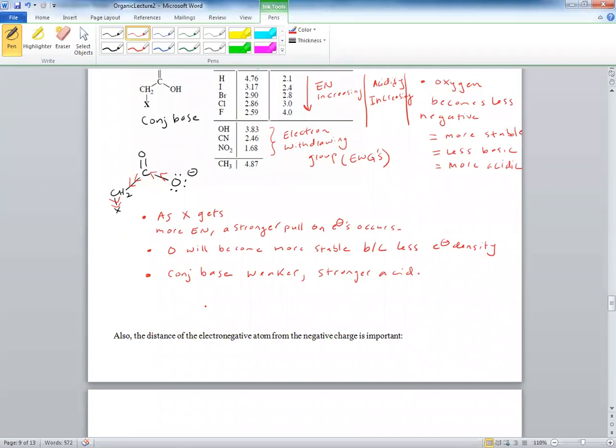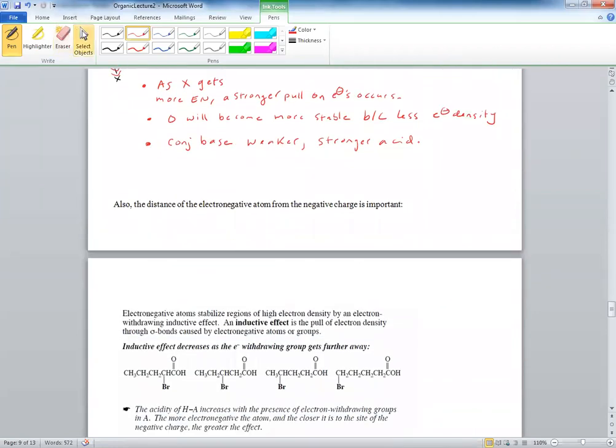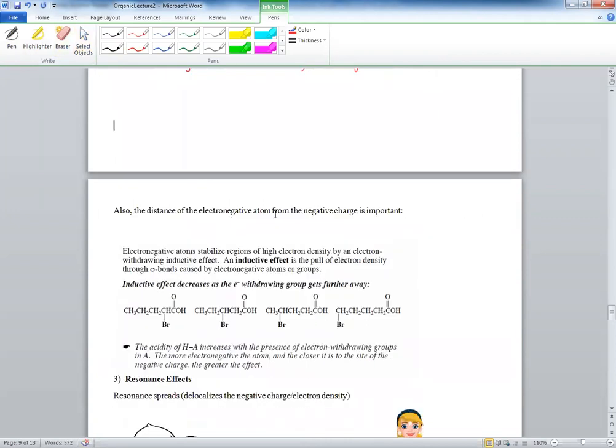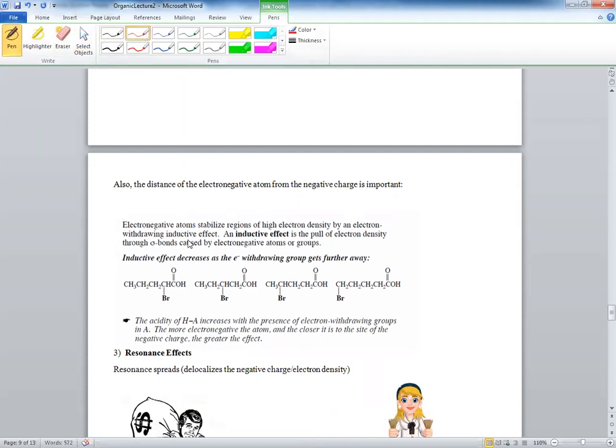So if we look at another aspect here that's important, and that is one more before we go on to the next two, they're actually quite simpler, is that the distance of the electronegative atom from the negative charge is important. So what happens is that if you have electronegative atoms that stabilize the regions of high electron density by the inductive effect, it actually decreases this inductive effect as the electron withdrawing group gets further away. So we see that in this example that's right below you.